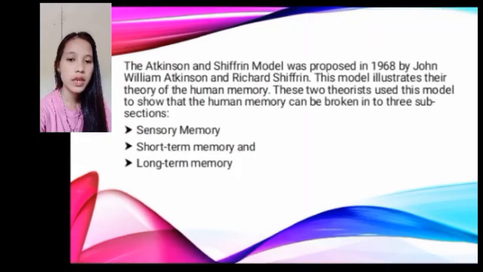The Atkinson and Shiffrin model was proposed in 1968 by John William Atkinson and Richard Shiffrin. This model illustrates their theory of the human memory. These two theorists used this model to show that the human memory can be broken into three subsections. The first one is sensory memory, short-term memory, and the last one is long-term memory.